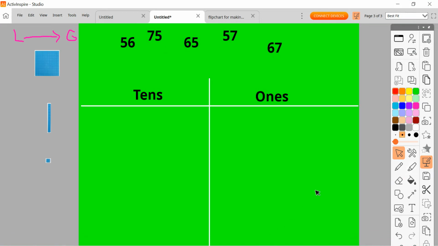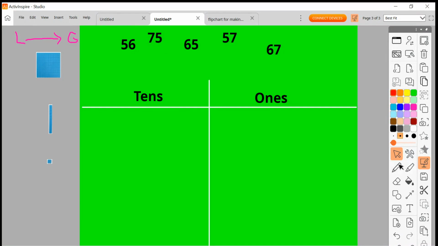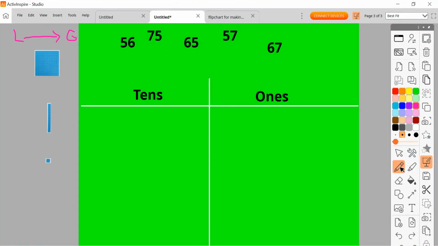All right, boys and girls, so hopefully you have pressed play on the video and you are ready to show your work. So I am going to write down, because I don't want to use the base 10 blocks myself, but you may want to. I'm going to write all of my numbers: 56, 75, 65, 57, 67. And I want to order them from least to greatest. So I'm going to look at my tens place because, of course, I know that that value is the largest.